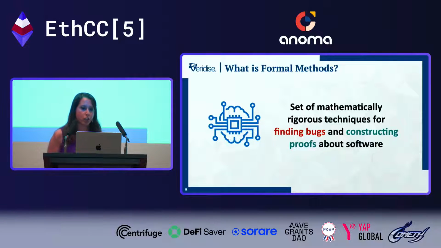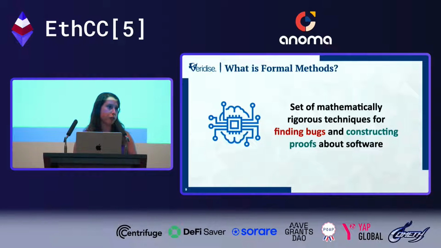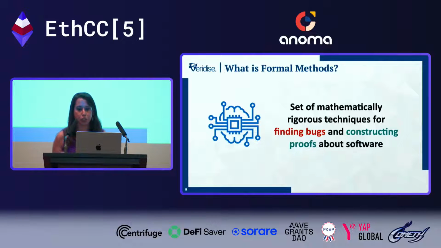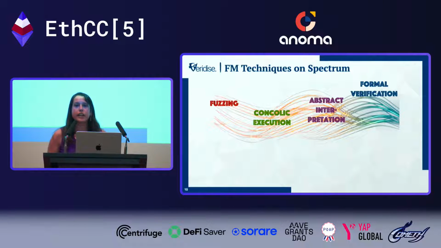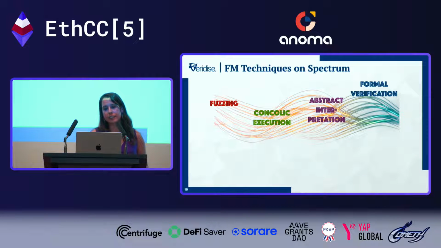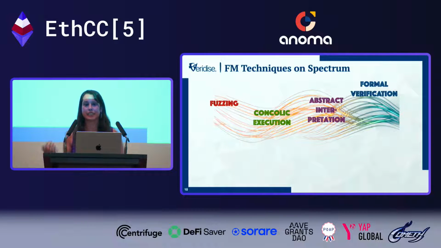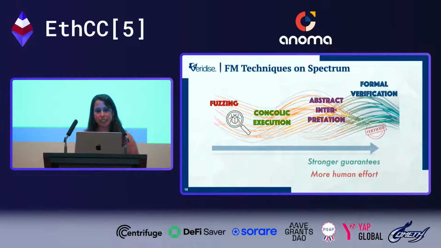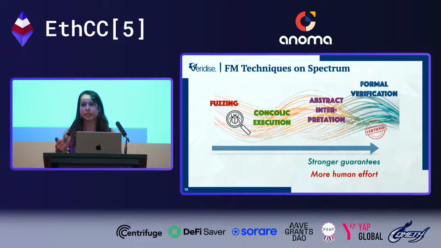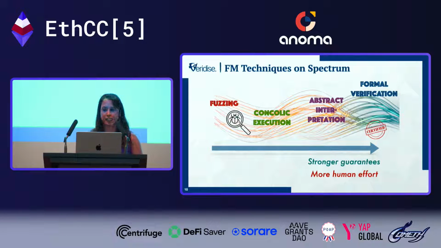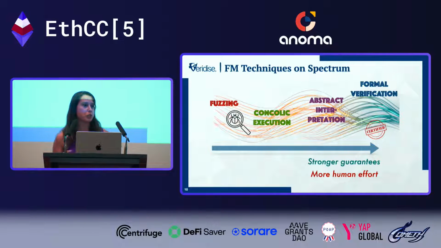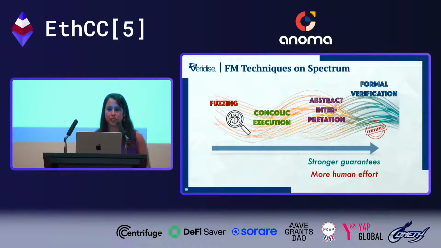For those of you who may not have heard the term, formal methods refers to a set of mathematically rigorous techniques that can be used to automatically find bugs in software and also to automatically construct proofs about program correctness. Now, when you hear the term formal methods, you shouldn't think of it as one specific technique, but rather as a spectrum of different techniques that have different trade-offs. These techniques include things like automated testing, static analysis, and formal verification. Generally speaking, the further to the right you go on the spectrum, the stronger the guarantees that you get. But as we all know, there's typically no free lunch. If you want to get very strong guarantees about your software, you also need to be willing to invest more human effort into the process.